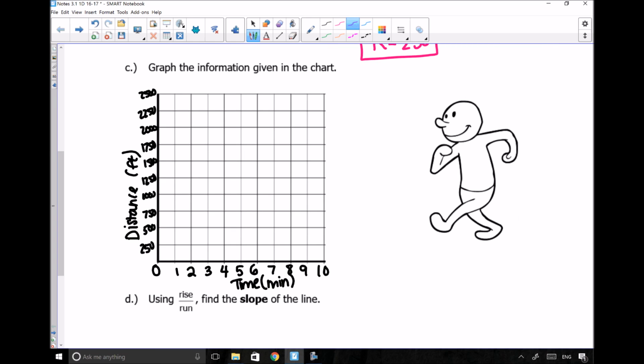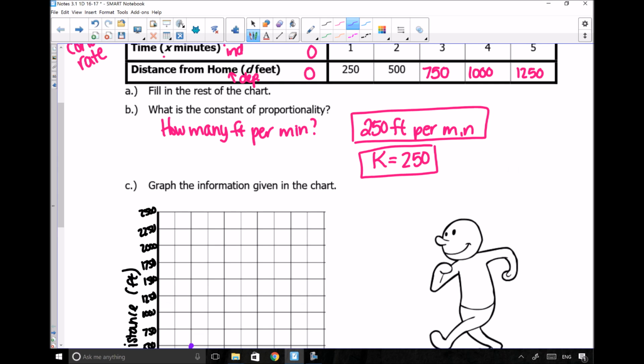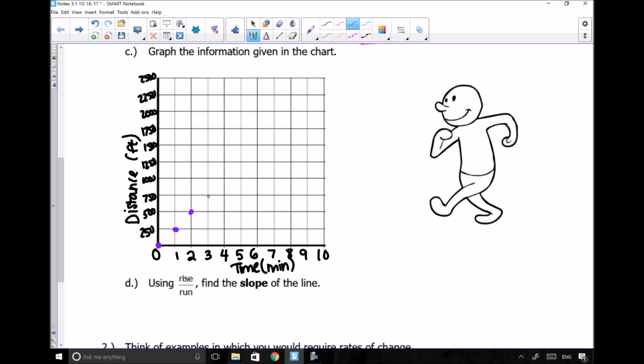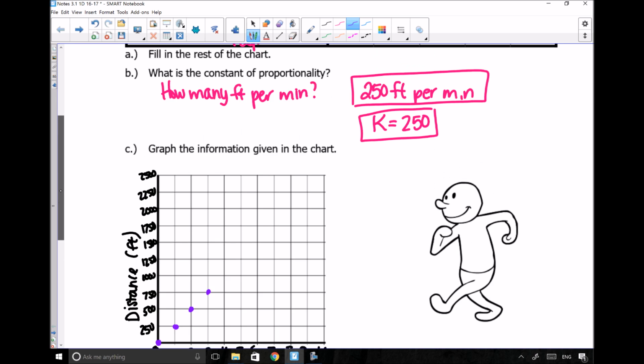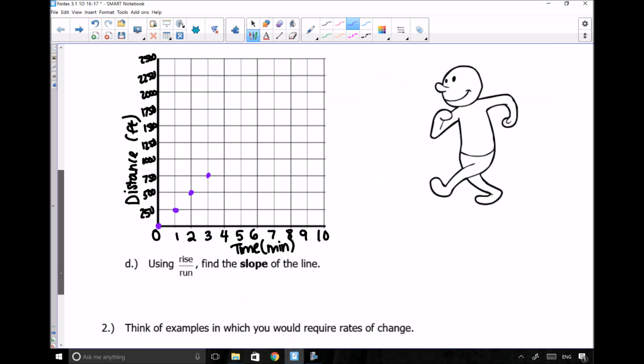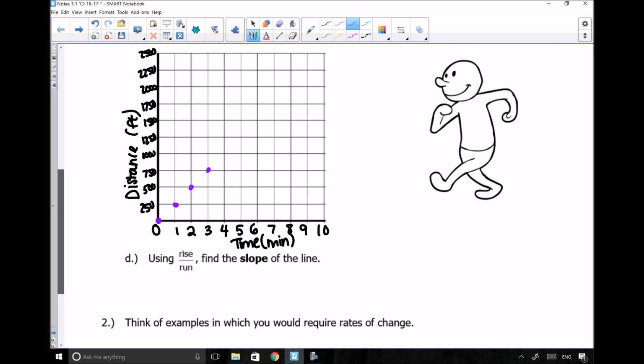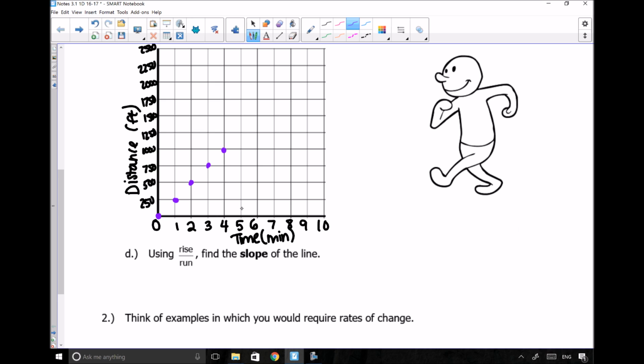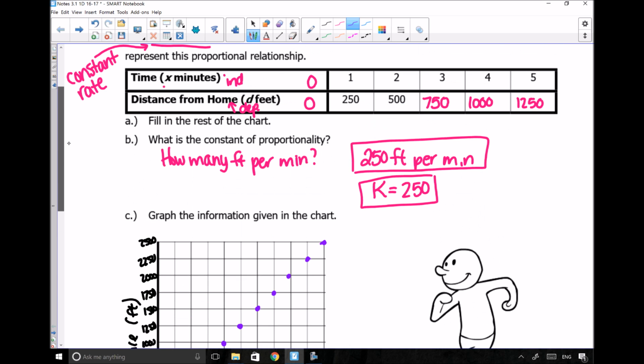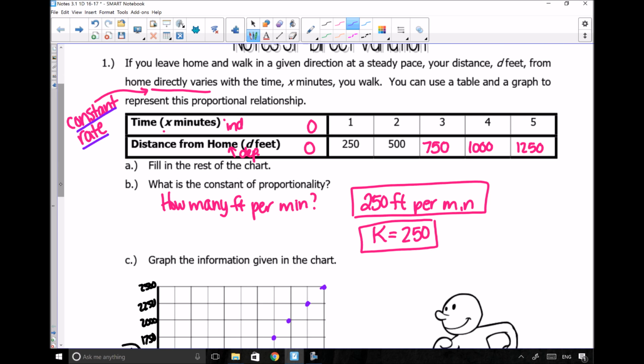I know that after 0 minutes, I went 0 feet. So I can go ahead and graph that out. After 1 minute, I went 250 feet. After 2 minutes, I went 500 feet. After 3 minutes, if I look at my chart, I know I went 750 feet. We're getting all these values from our chart. After 4 minutes, I went 1,000 feet. And after 5 minutes, I went 1,250 feet. I know that pattern is going to continue because it has a constant rate.